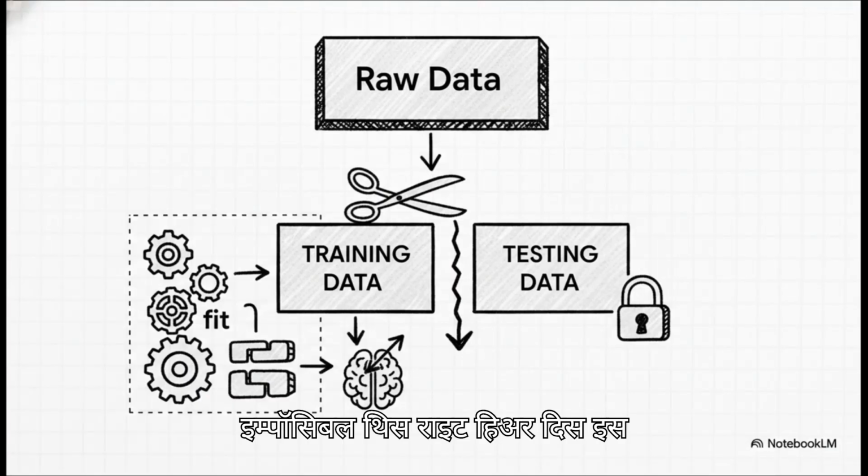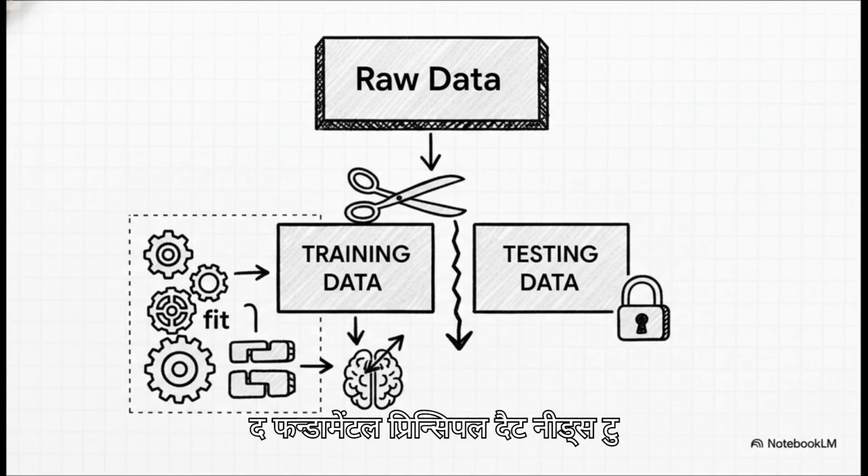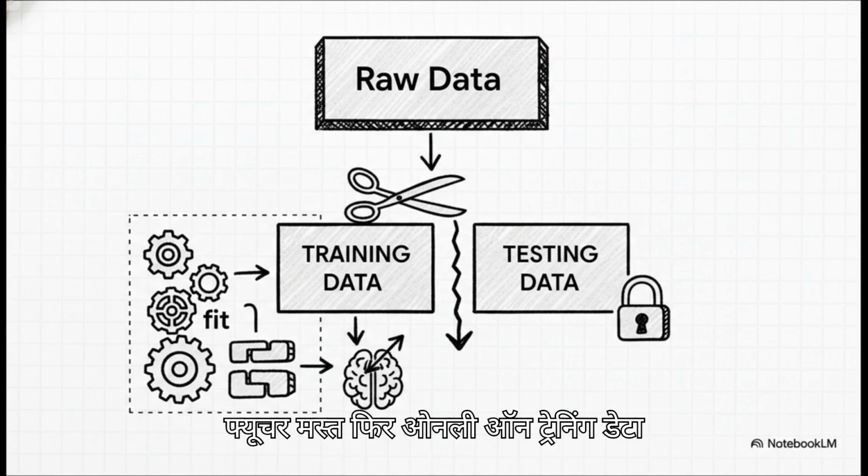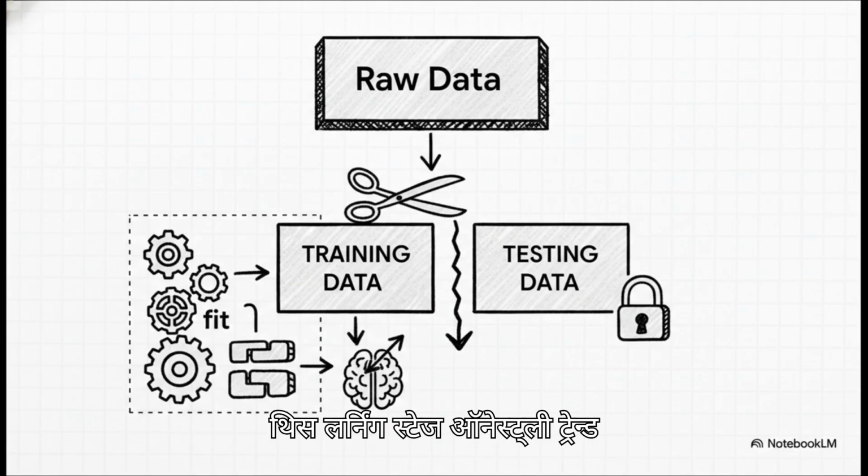This right here, this is the fundamental principle that needs to be burned into your brain. You split your data into training and testing sets before you do anything else. Any step that learns parameters from the data, like a scaler or an imputer, must be fit only on the training data. It should never, ever, ever see the test data during this learning stage.